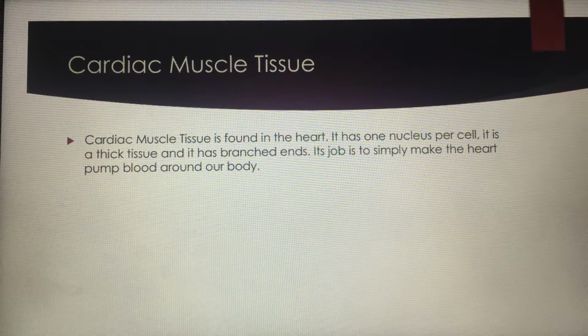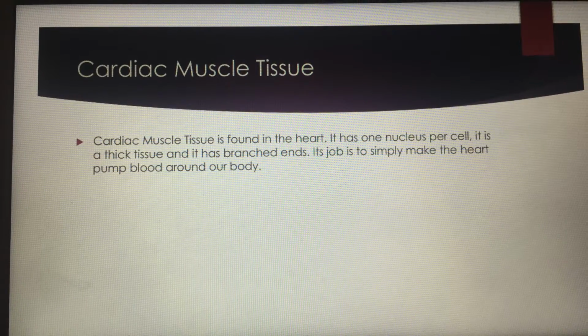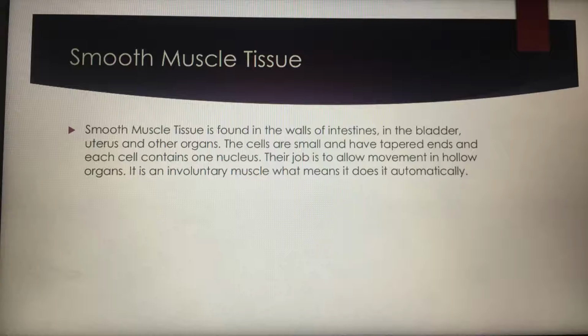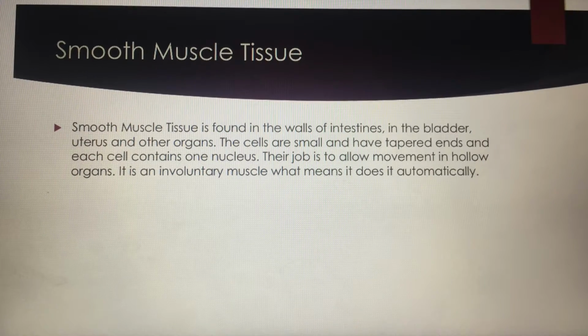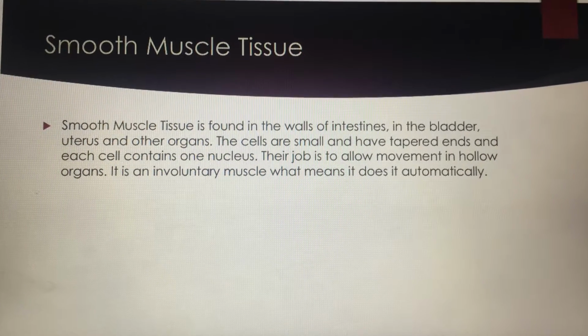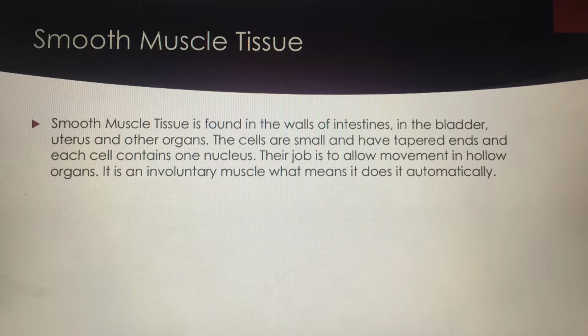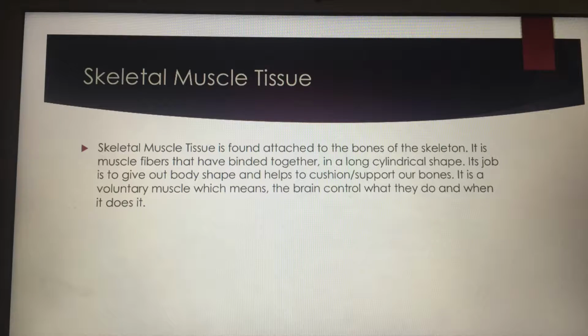It has one nucleus per cell. It is thick and has branched ends. Its job is to simply make the heart pump blood around our body. Smooth muscle tissue is found in the walls of intestines. The cells are small and have tapered ends. Their job is to allow movement in hollow organs and it is an involuntary muscle.